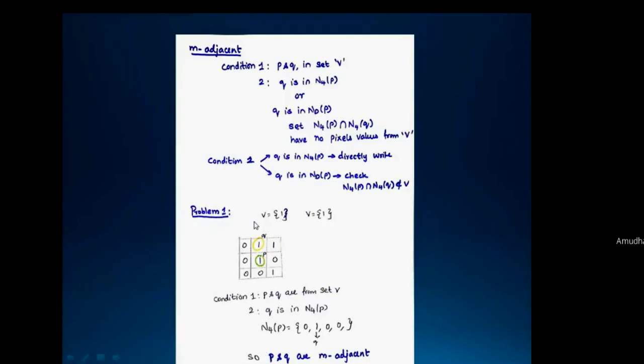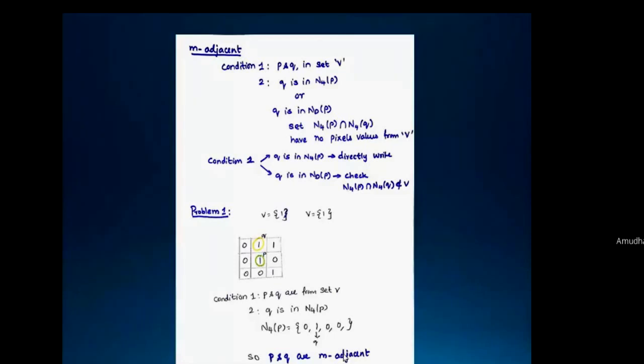Now, first problem we are taking here. I have directly taken a 3 by 3 matrix and V is equal to 1. What is the first condition? P and Q are from set V. Naturally, this is 1, and both P and Q are from set 1. Find N4 of P, because it is a vertical neighbor. So this is Q. This 1 is present in N4 of P, so Q is in N4 of P. Both the conditions are satisfied. It is called M adjacent.